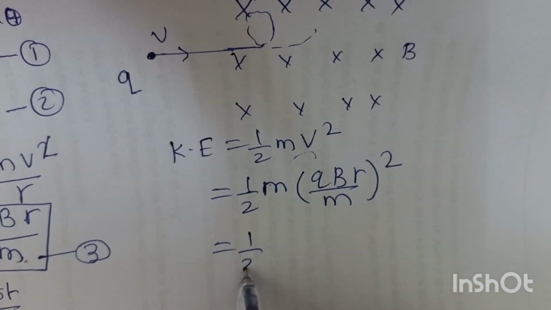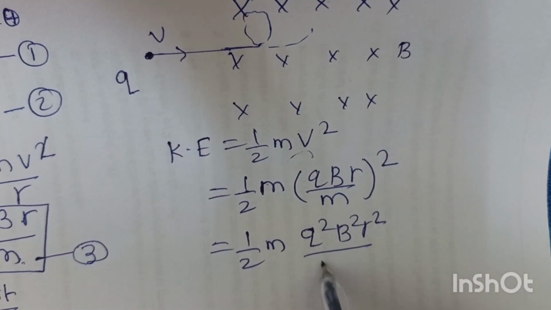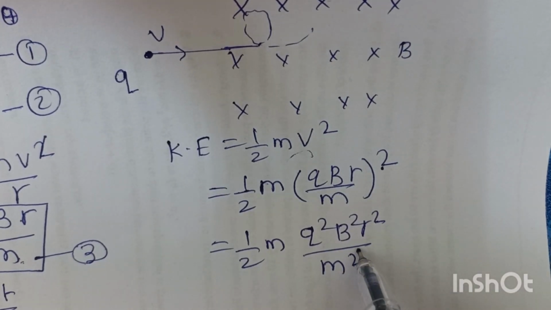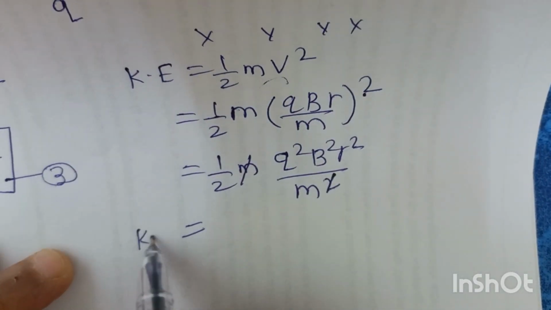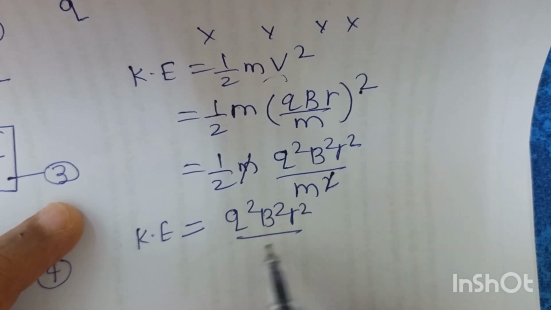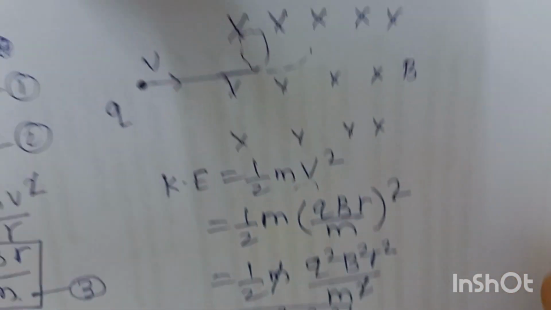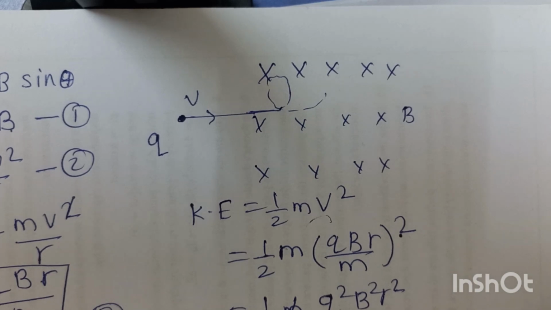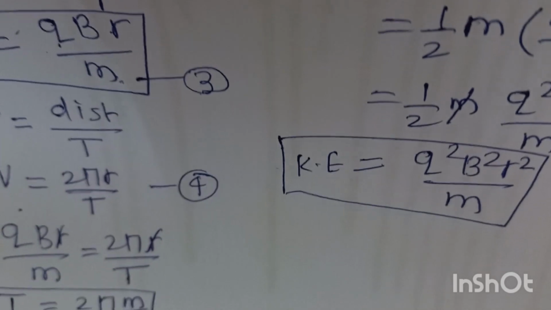So half m, simplify this, q square B square r square divided by m square, because its power is 2. So here this square and this mass get cancelled, and we will get the final expression for kinetic energy, which is q square B square r square by 2m. So this is the final expression for kinetic energy. So these are the two things which they are asking here, the time period and the kinetic energy, that we did. Hope you understood this video.